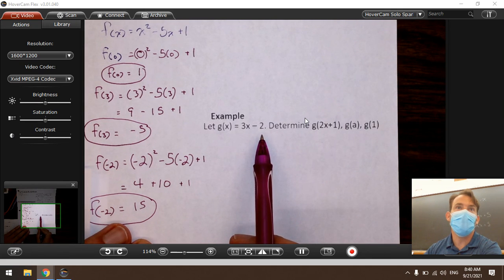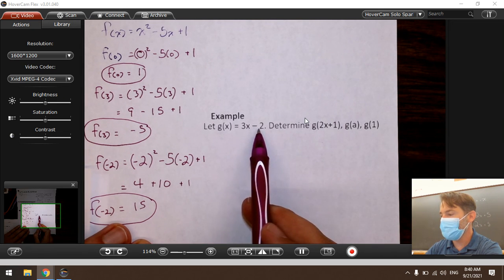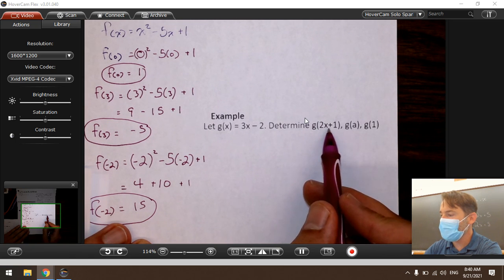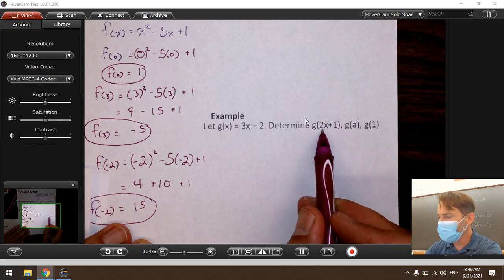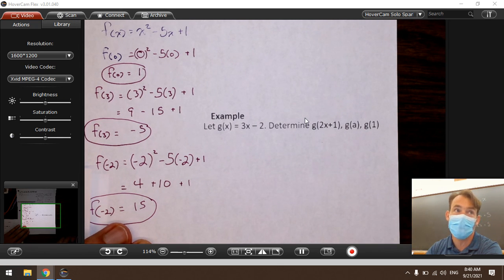It's not going to draw Humpty Dumpty. It's a line. Yeah, it's mx plus b, so it's going to be a line. All right? So I want to determine g at 2x plus 1. Mr. Jennings, you said we can just substitute in for x. Yeah, okay, well, let's do it. I'll show you what happens.